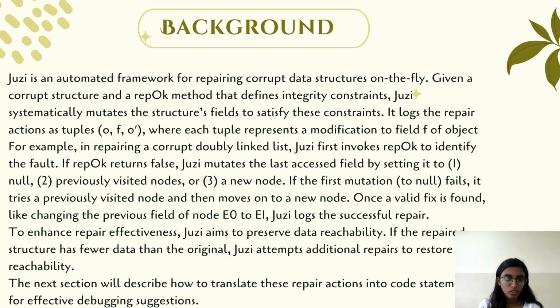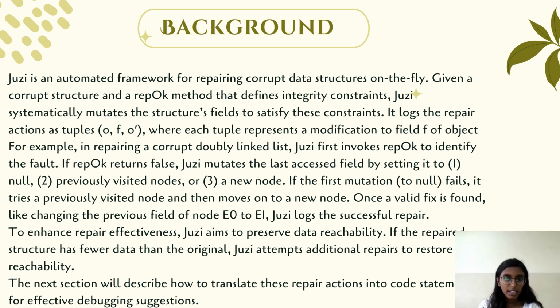Background: Juzi is an automatic framework for repairing corrupted data structures on the fly. Given a corrupted structure and a repOK method that defines integrity constraints, Juzi systematically mutates the structure fields to satisfy these constraints. It logs the repair actions as tuples, where each tuple is represented as a modification of a field of an object.